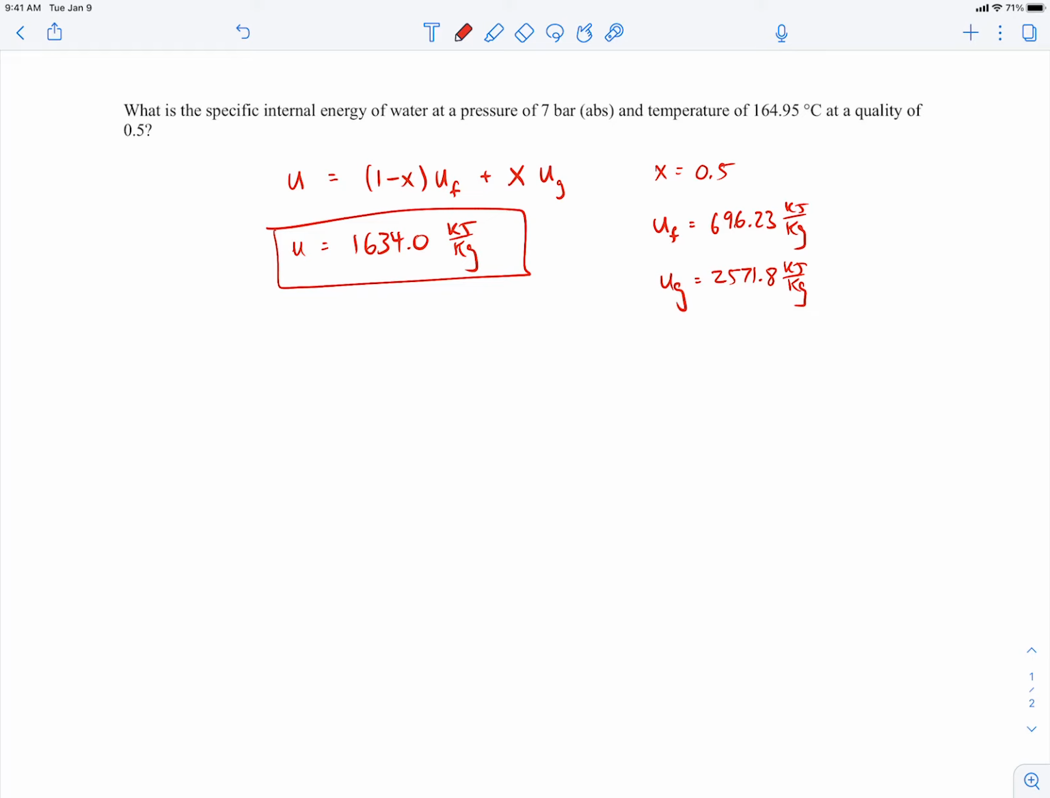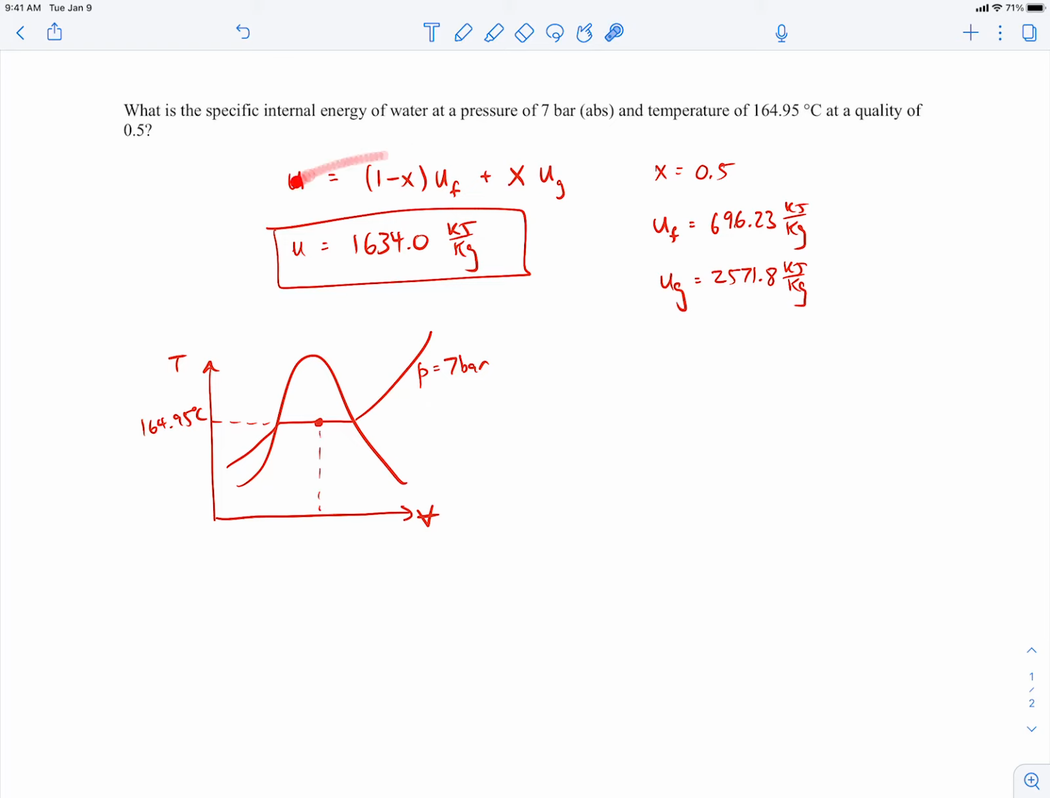And just to show you where we are on a TV plot and a PV plot, let's go ahead and plot the TV plot. So here's our vapor dome, and we're at a temperature of 164.95 degrees C, and the corresponding saturation isobar for that one looks like this. That pressure is 7 bar. Since we're dealing with a quality of about 0.5, that means we're somewhere in here. We didn't calculate the specific volume, but we could have, using this same formula with specific volume instead of specific internal energy. So that's what it looks like on a TV plot.